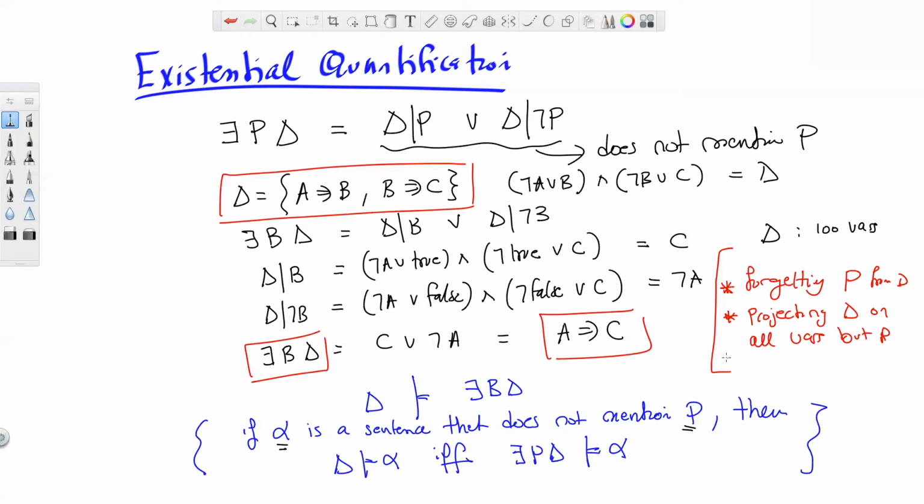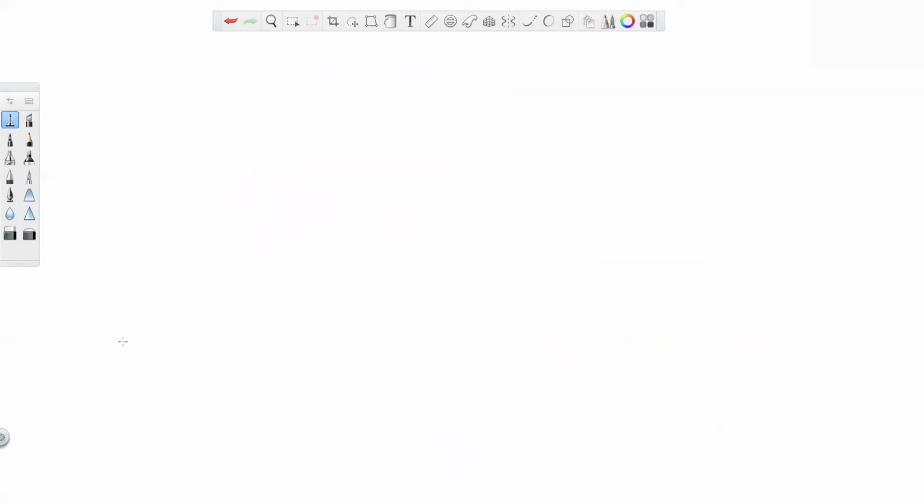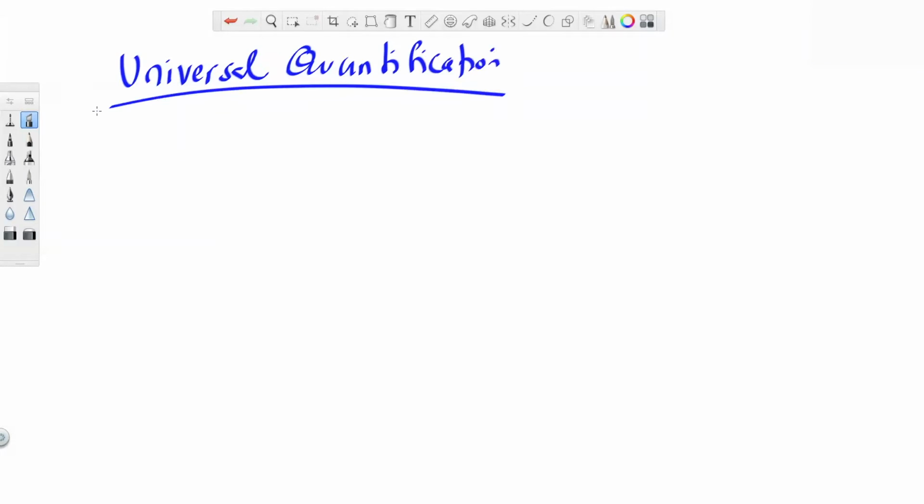Now there is a dual notion, which I'll mention very briefly, and then this would be what we need to cover about quantified Boolean logic. The other notion is universal quantification. It's not as intuitive as existential quantification to explain, but I'll give the definition quickly, and you can imagine what that is.